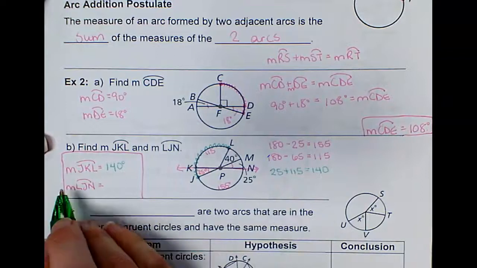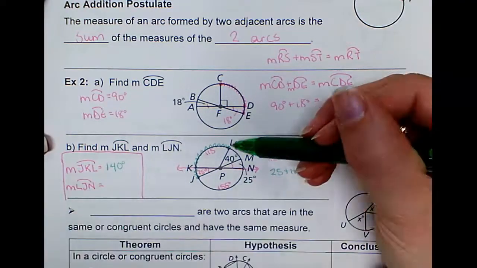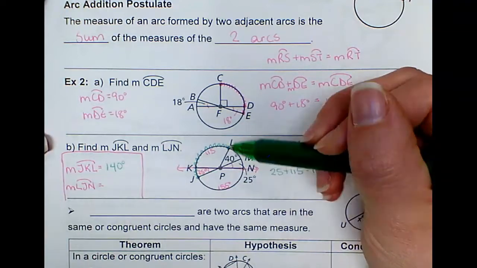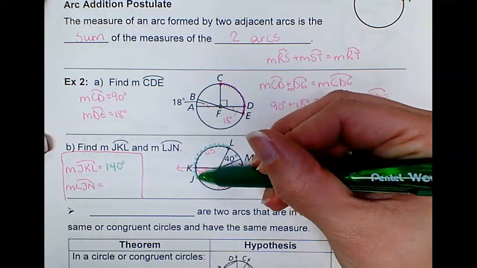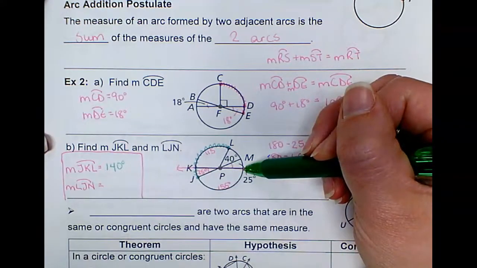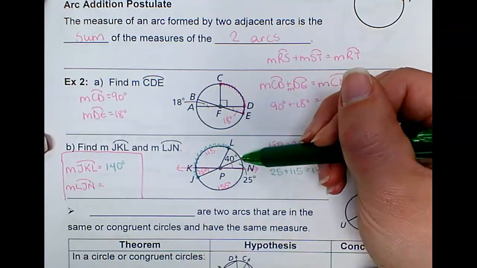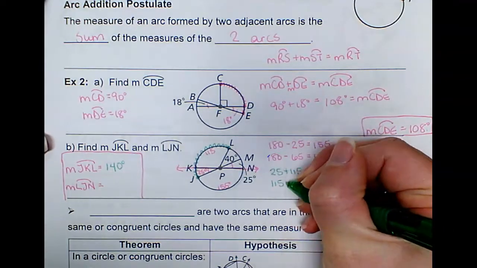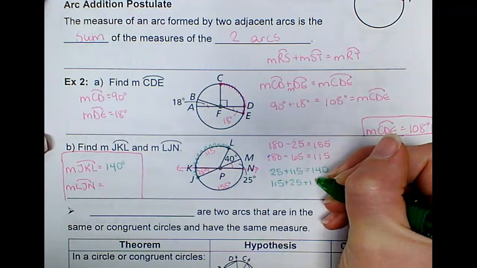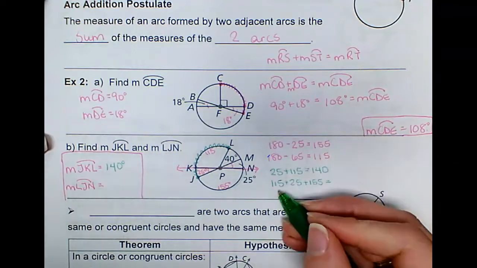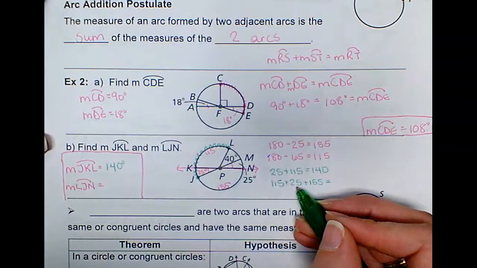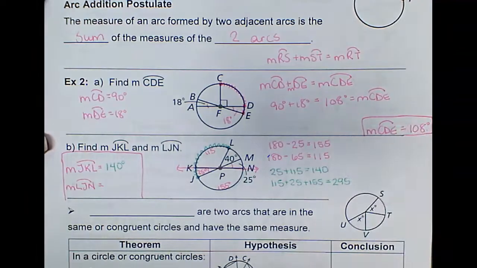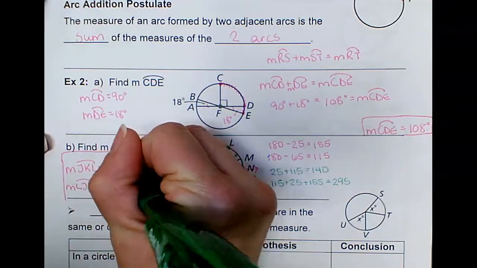Now when I find the measure of arc LJN, going from L to J to N, I can add up all of those pieces, so 115 and 25 and 155. I could also just do 360 minus 40 and 25. So either of those would give me the right answer. I'm going to go ahead and add up 115 plus 25 plus 155. 115 plus 25 is 140, and 140 plus 155 is 295. So I have a measure of 295 degrees.